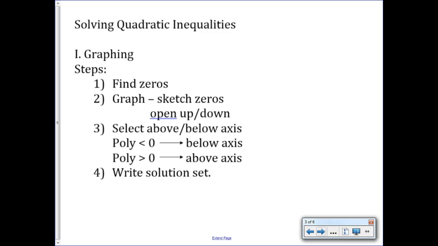Now solving quadratic inequalities. We can do this through graphing as one method. So to graph, first find the zeros. Then we're going to sketch the zeros, determine whether it opens up or down. If the polynomial is less than 0, we're going to shade below the axis. If it's greater than 0, we're going to shade above the axis, and we will have a solution set.